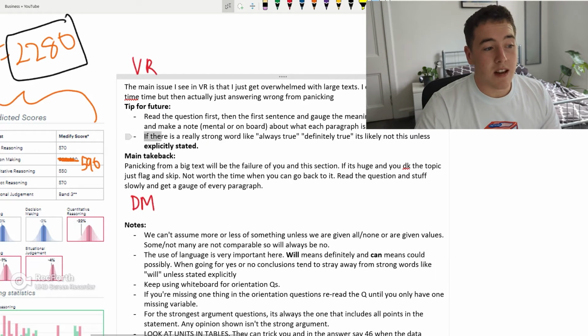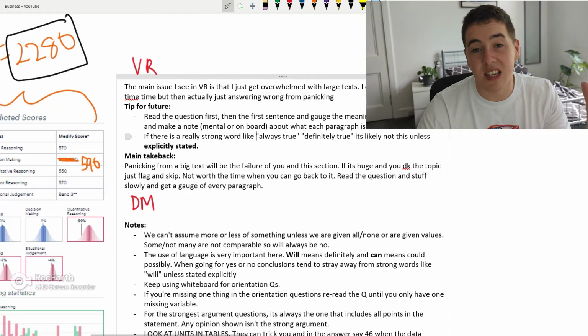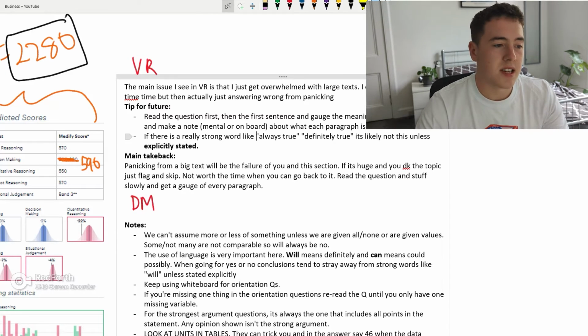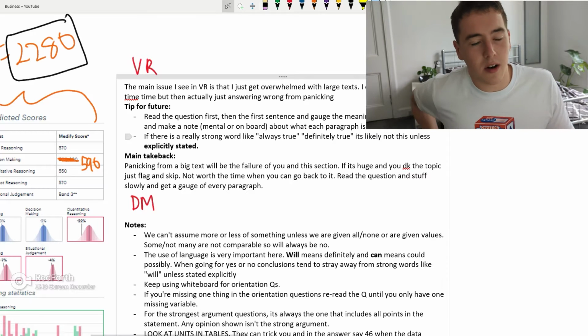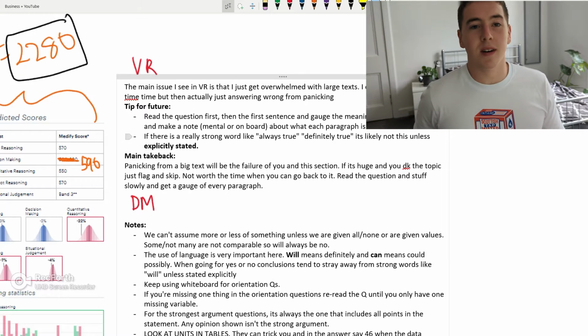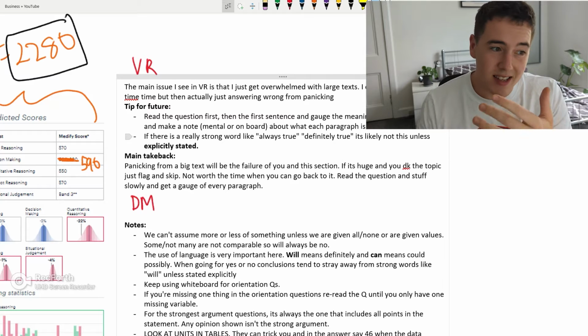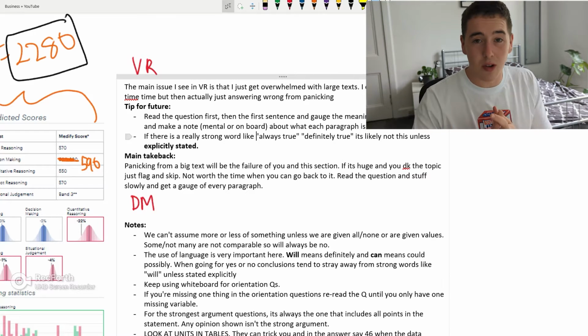Another tip that I said was, if there is a really strong word, like always true, definitely true, it's likely not going to be this unless it does explicitly state in the text, say like King Henry always did whatever, because always true and definitely true in a UCAT sense means 100% of the time. So if it didn't say this straight away and it didn't say this explicitly, I would just say either no or can't tell.